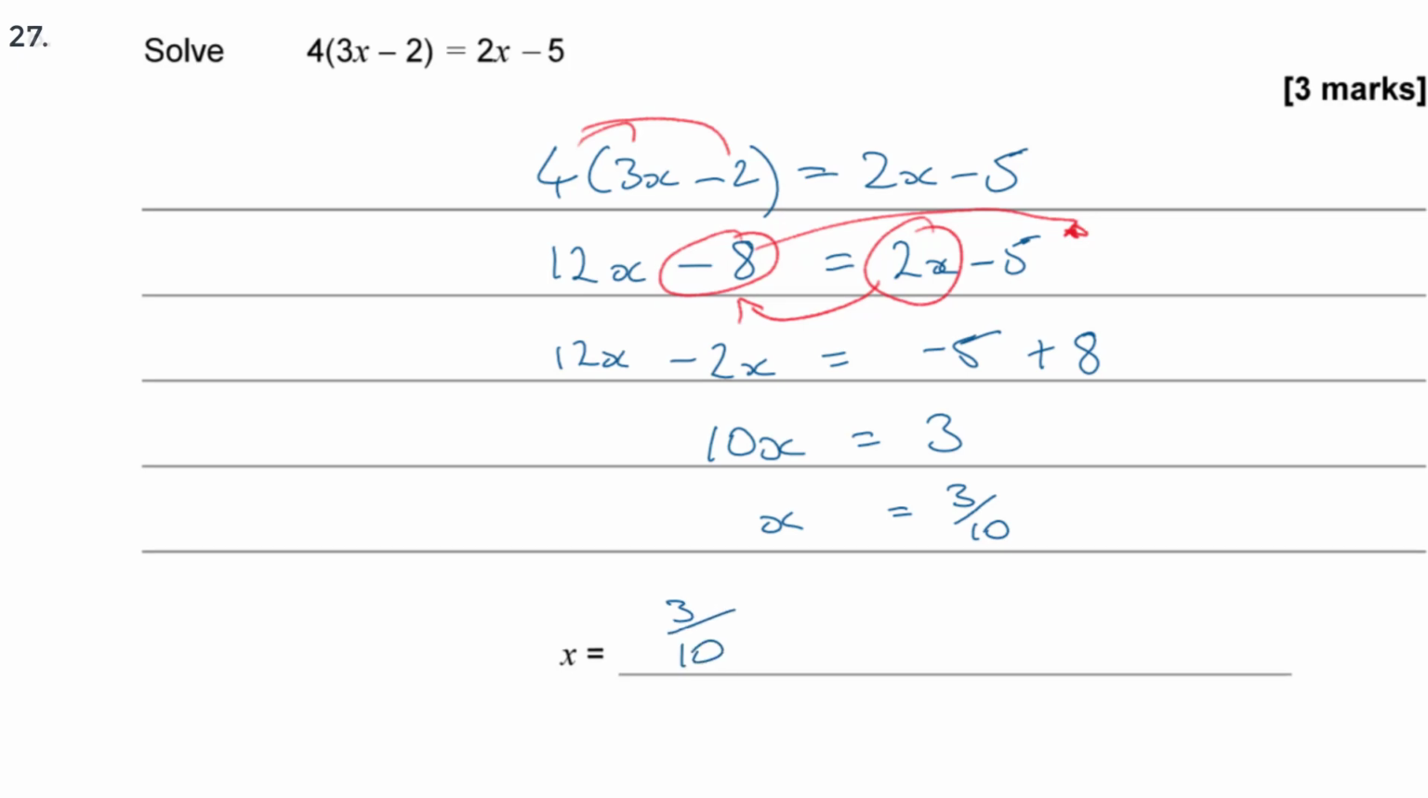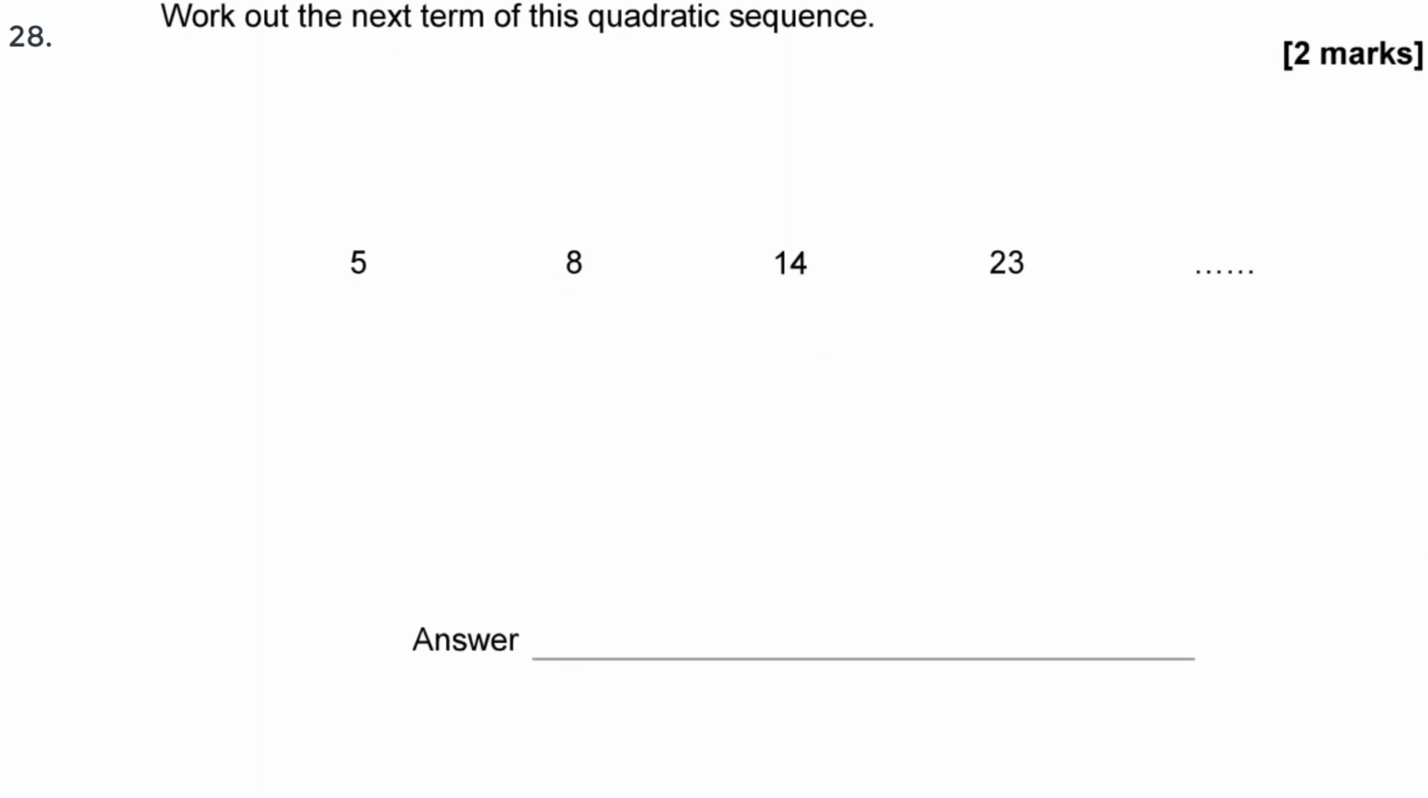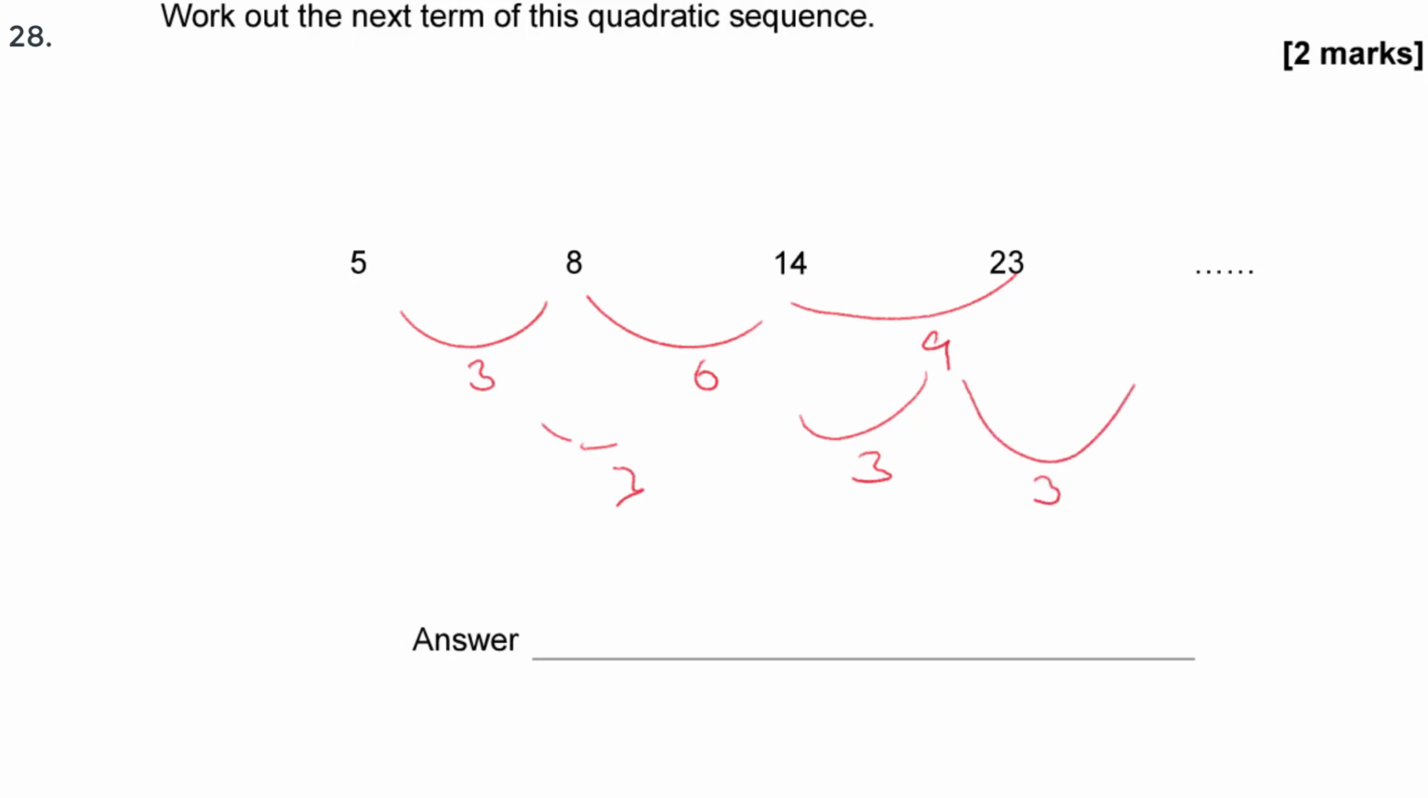Here's my answer. Work out the next term in this quadratic sequence. Okay, let's start off by looking at the jump between the various numbers. So from 5 to 8 is 3. The difference between 8 and 14 is 6. And the difference between 14 and 23 is 9. So you can see that the common difference here for each of these is 3. It's going up in 3s each time, isn't it? So the next amount it's going to jump up with is going to be another 3. 9 plus 3 is 12, and 12 more than 23 is going to be 35. So the next term in this sequence is going to be 35.